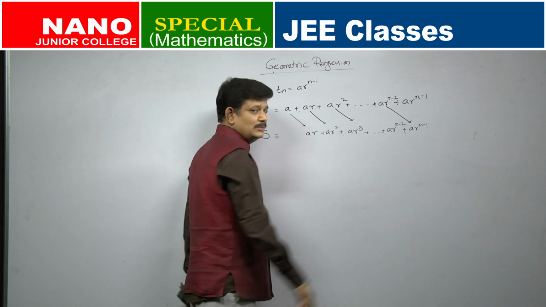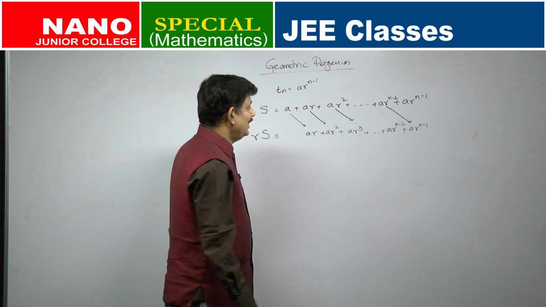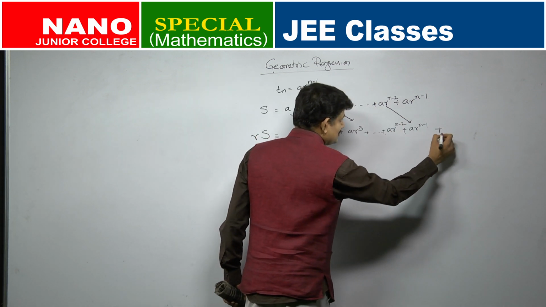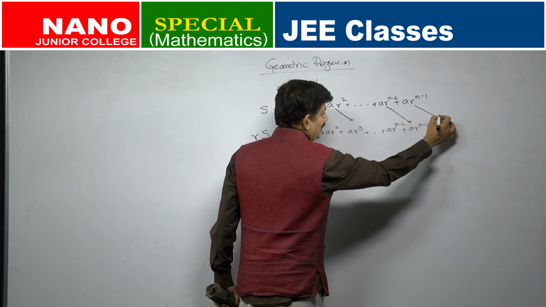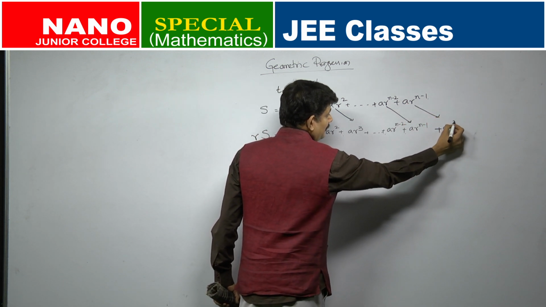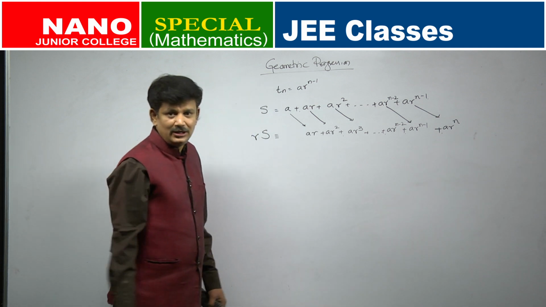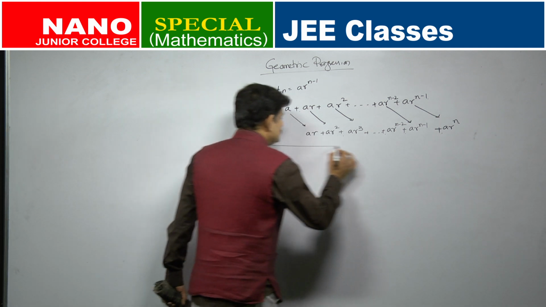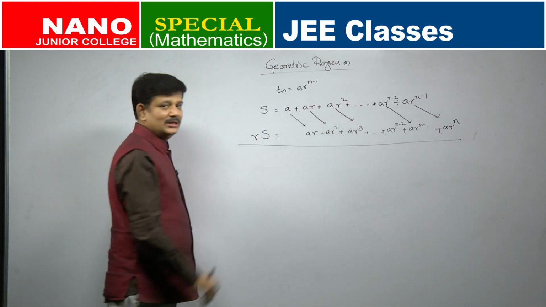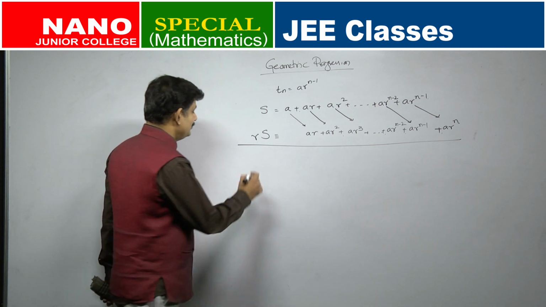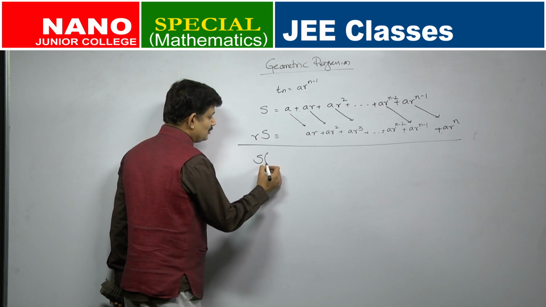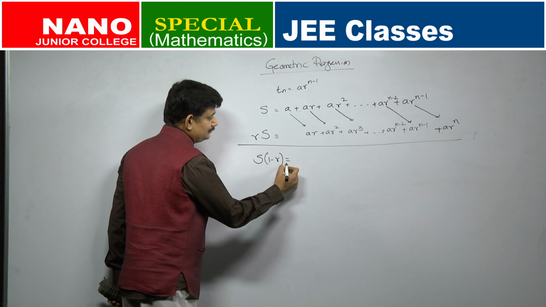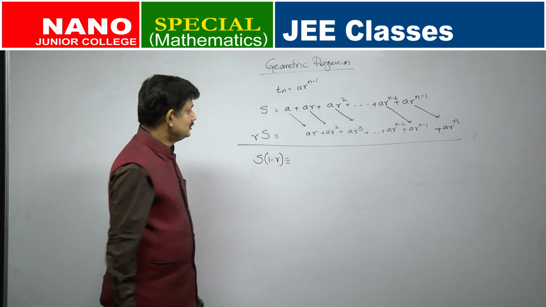AR power n minus 2 multiplied by R will be AR power n minus 1, plus this multiplied by R, what will it become? AR power n. So, what I will do is simply subtract one from the other. What do you get? S, I can take common, into 1 minus R will be what?